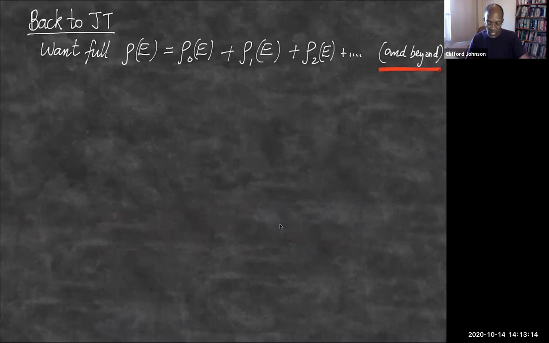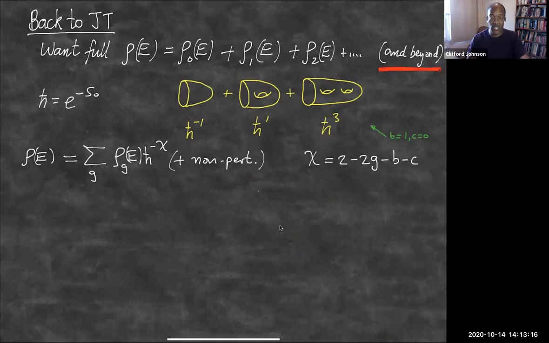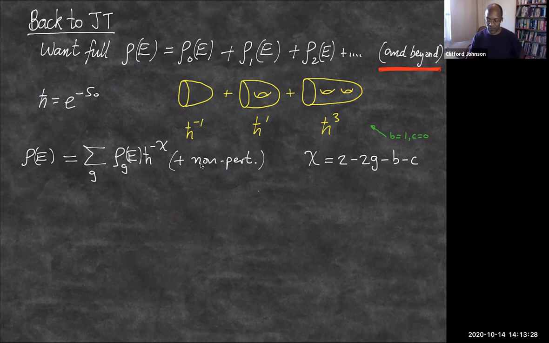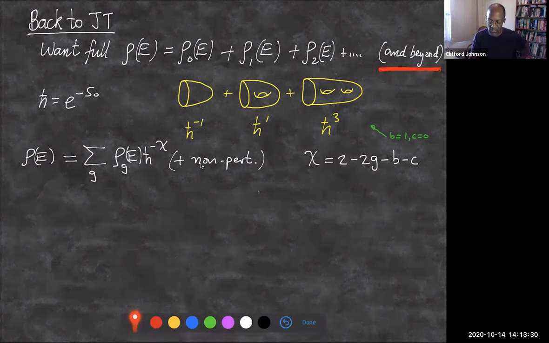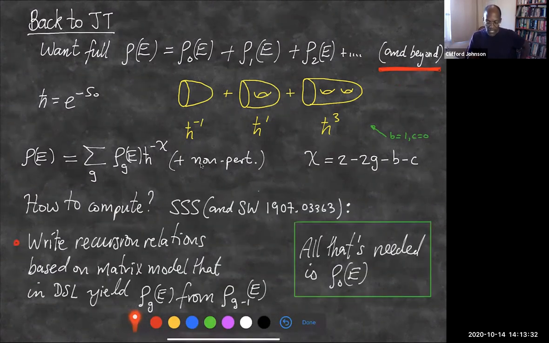So, as I said, I want more than just the disk. I want higher order topology. So I want some sum over all the possibilities, but I also want non-perturbative physics. I want to go beyond just perturbative physics. I want this and beyond, as I've been saying. Now, Saad, Shenker, Stanford and Witten were motivated also, of course, long before I jumped into this, they were already going, it would be nice if we could find how to do more than just the disk.